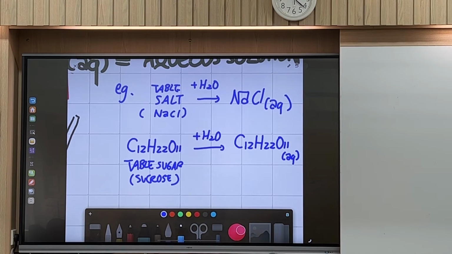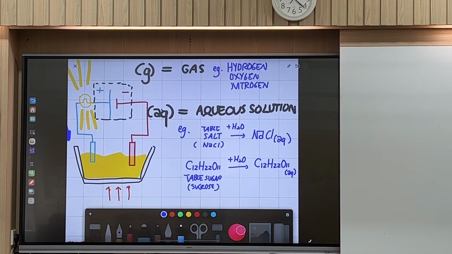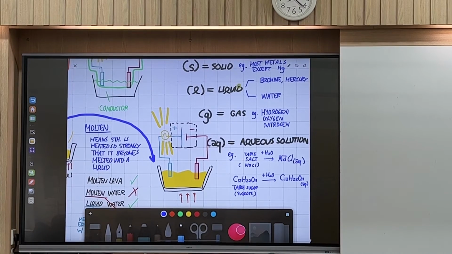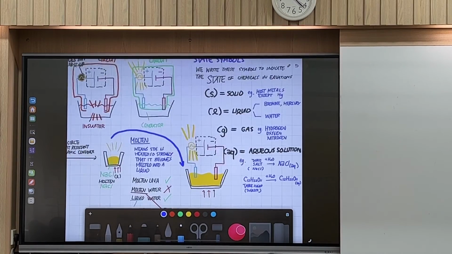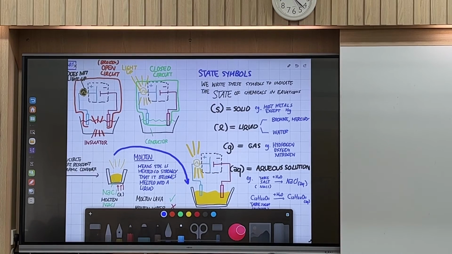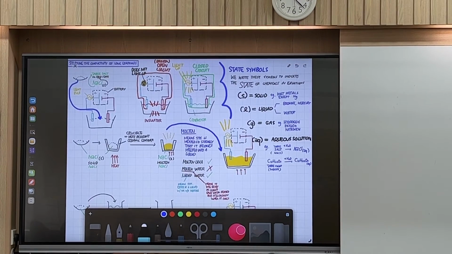So you see, I'm just adding the state symbol aq at the back, and then there will be an aqueous solution. In chemistry, we like to keep the conversation short. We don't write solid NaCl. We just write NaCl(s). When we want to say that something is liquid, we will just write Br2(l), for example. Just to keep the discussion simple and neat. So these are 4 state symbols that we have to know in chemistry.